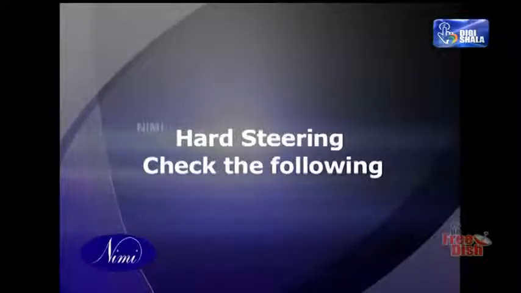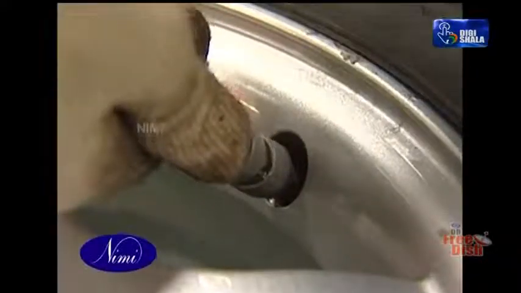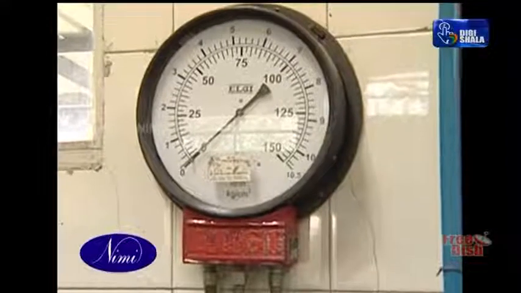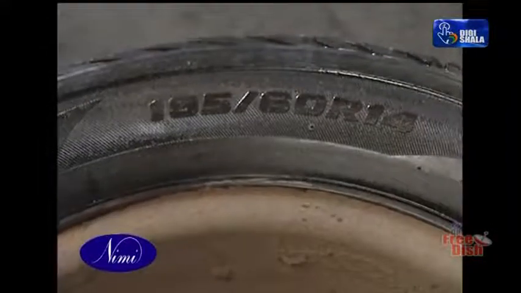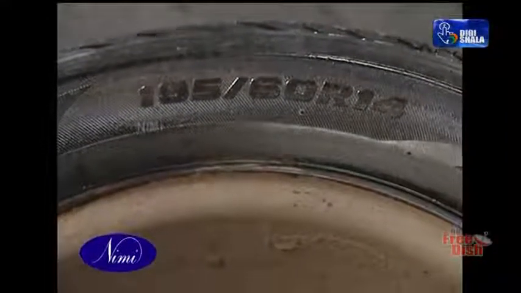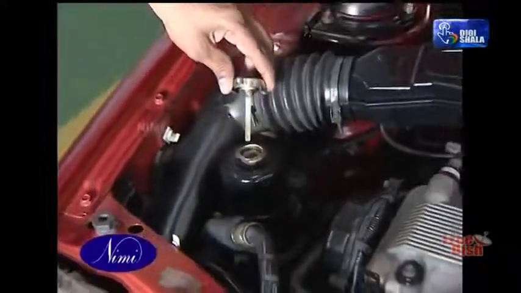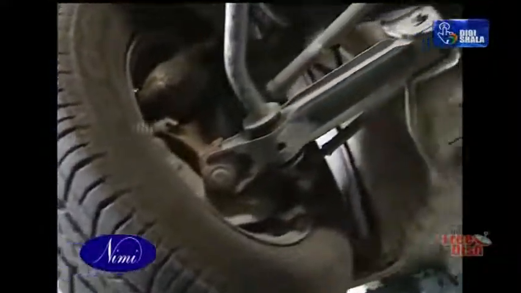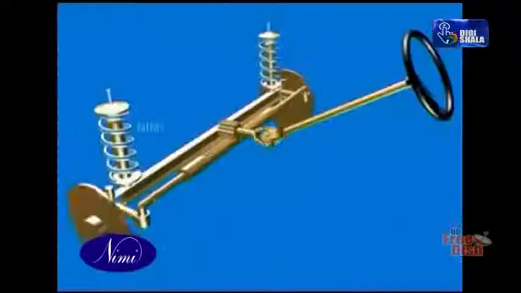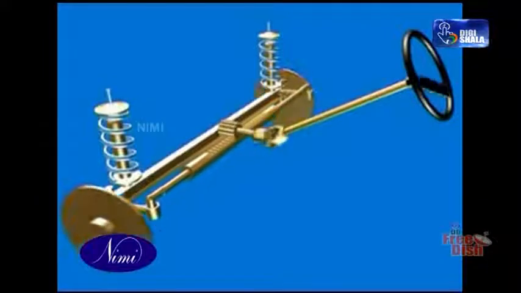Hard steering: check the following. Tire pressure: inflate if not inflated properly. Tire size: use tire of recommended size if wrong size tire is fitted. Oil level in steering gearbox: top up if found less. Preload of steering inner column: adjust if found excessive. Drag link: replace if found bent.